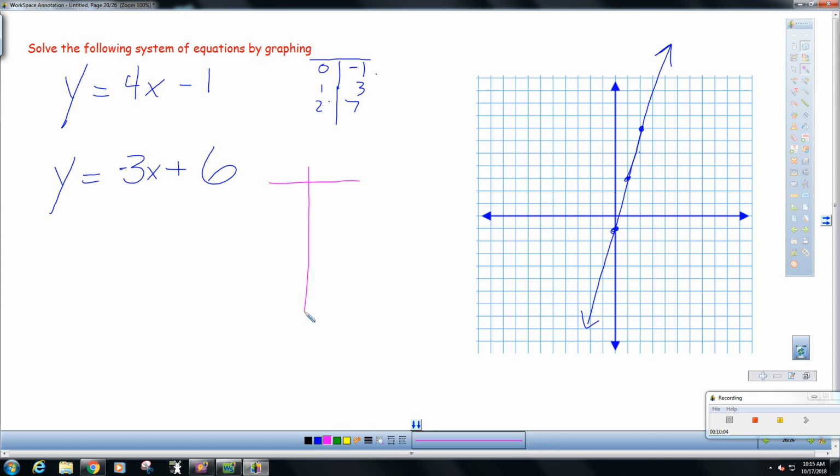All right, put in a 0. You get a 6. Put in a 1, you get 3. Ooh, I like that. Put in a 2. You get 0. There's your x-intercept. Okay. 0, comma 6. 1, comma 3. 2, comma 0.